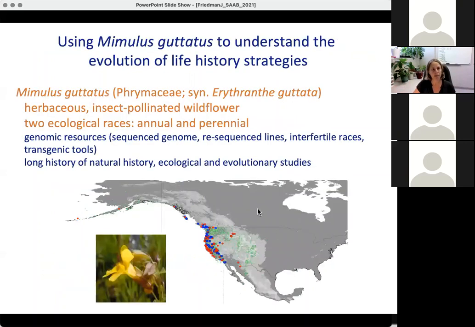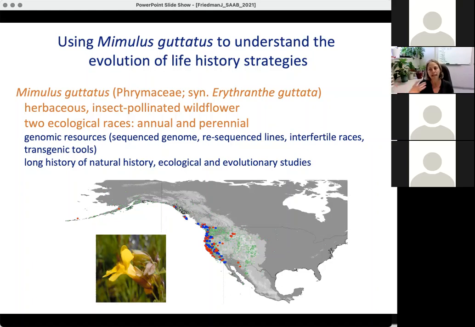So I use the species Mimulus guttatus to understand the evolution of life history strategies. And Mimulus makes a great study system for these purposes because it comprises two ecological races or ecotypes. So there's annual and perennial ecotypes. And these two ecotypes co-occur throughout most of the native range in Western North America.